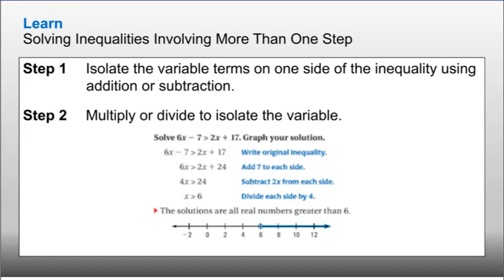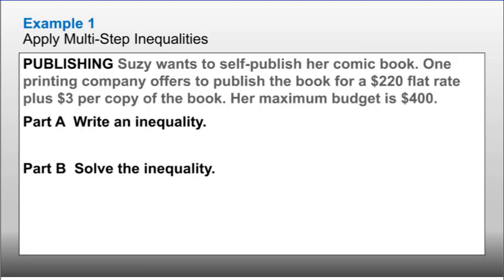Step one, you need to isolate the variable term on one side of the inequality using addition or subtraction. And then your final step would be to multiply or divide to get the variable by itself. So it's no different than solving a multi-step equation. The only difference is the answer, instead of having an equal sign, it's going to have an inequality symbol.